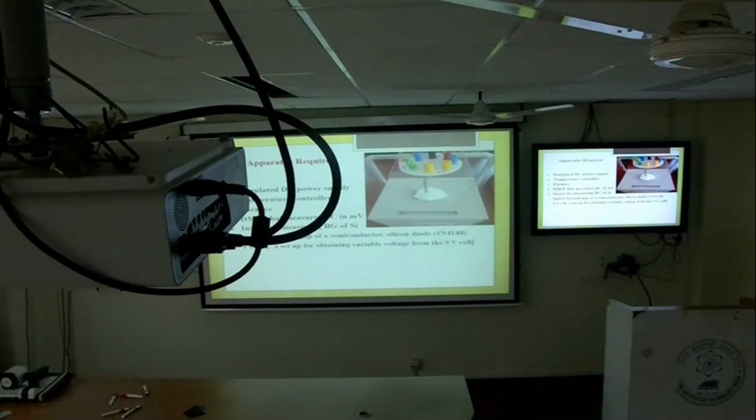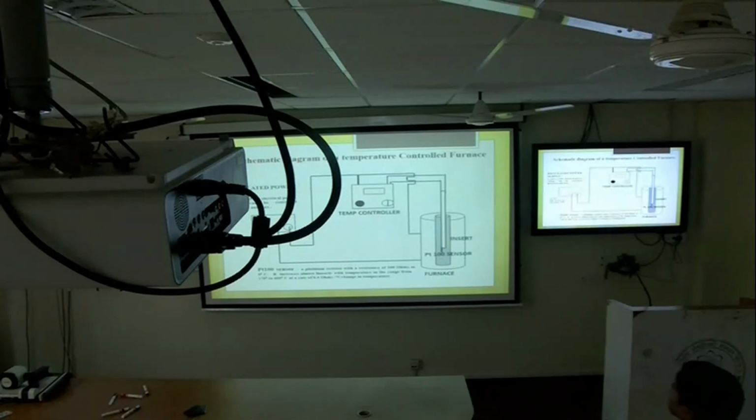So we need a regulated DC power supply, temperature controller, furnace, multimeter, and an insert, the same insert which we have earlier, to find the band gap of silicon, which contains a silicon diode. It is fixed with the help of an iodide on the outer edge. You can see the silicon diode. A 9-volt cell, of course, the same end terminal battery, a 9-volt battery, and a setup for obtaining variable voltage from the 9-volt battery. The same setup is here.